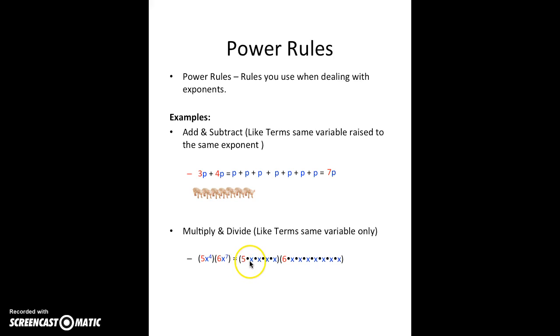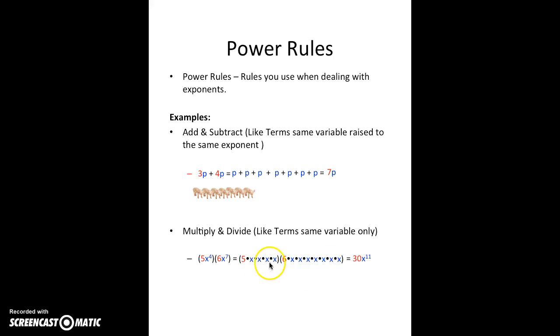And notice we have 5 times x times x times x times x, and this becomes 6 times x times x times x times x times x times x times x. And in our answer, what we get is 30x to the 11th. Well, let's see where we got that. Obviously, the 30 comes from the fact that since everything is being multiplied here, 5 times 6, they're going to multiply to give us 30.